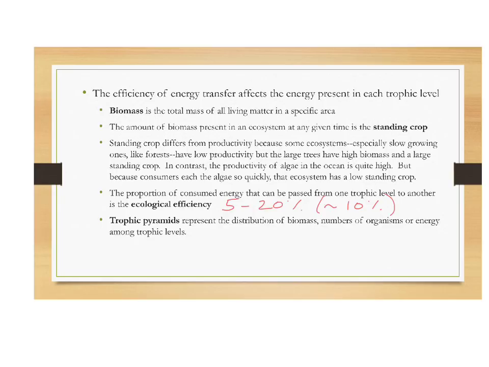Only 10% of that energy is passed on. And that's the ecological efficiency that we're talking about. But it varies from ecosystem to ecosystem and from trophic level to trophic level, and it can be calculated. Trophic pyramids represent the distribution of biomass. There are three different types. They can represent the distribution of biomass, the numbers of organisms, or the energy among trophic levels. And we're actually going to see examples of these on the next few slides.